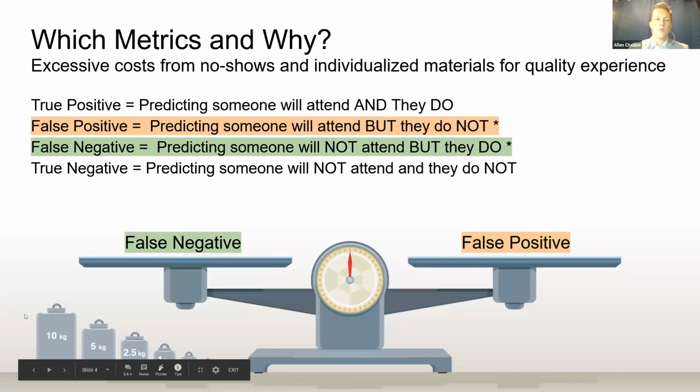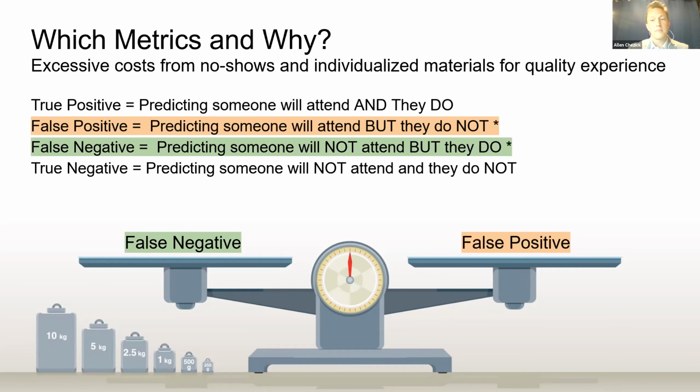The metrics I worked with were false positives and false negatives. The false positives would be when you predict somebody will attend, but they do not. And the false negatives would be when you predict somebody will not attend, but they do. Now, the main goal is to reduce the total number of false positives and false negatives. The second goal is to try to keep the ratio of false positives and false negatives balanced. And that's going to be our ticket to a quality, individualized health camp experience.